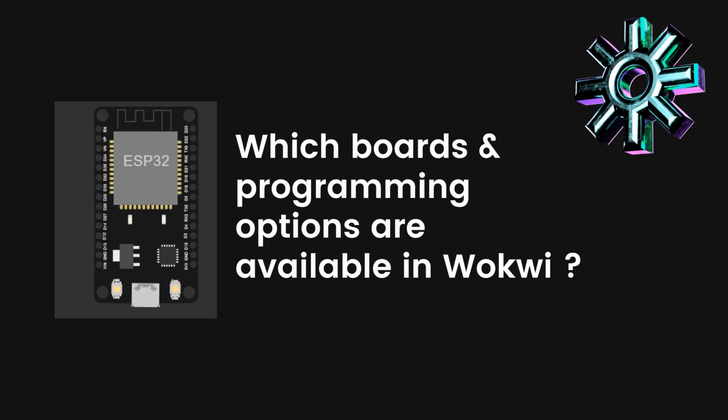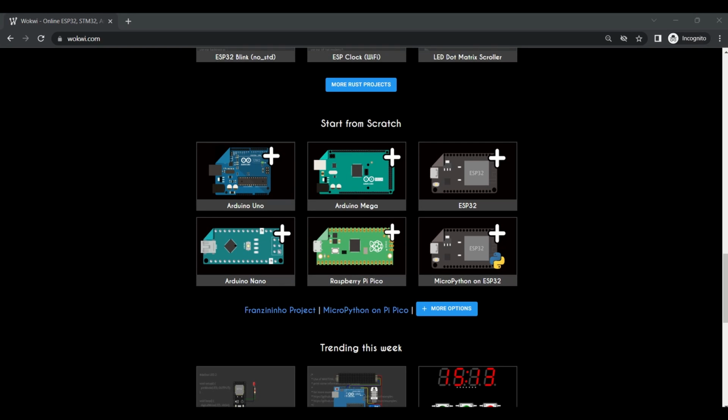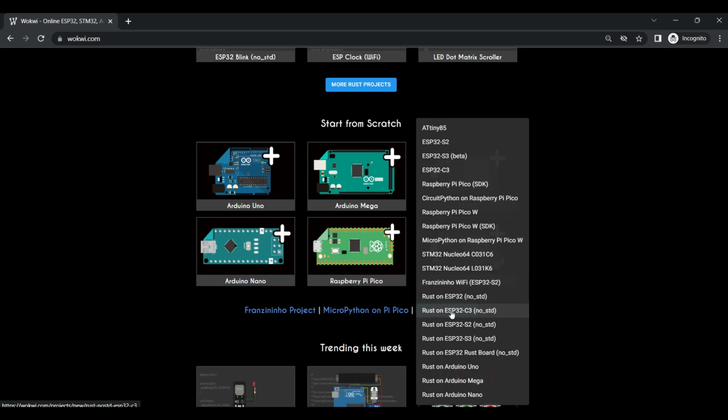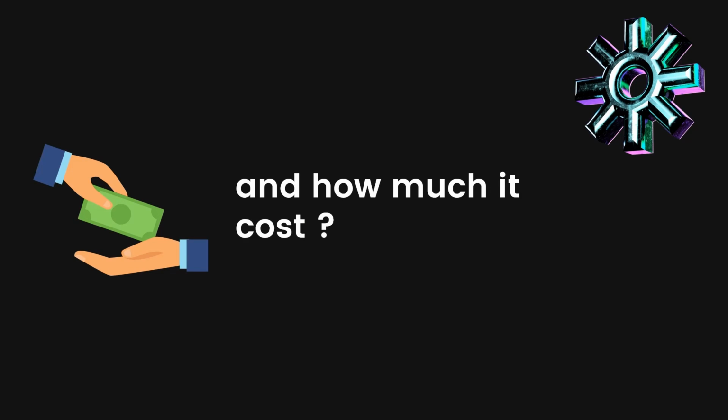Now, let's see which ports and programming options are available in Wokwi. Wokwi has support for Arduino Uno, Arduino Mega, ESP32, Arduino Nano, Raspberry Pi Pico, MicroPython on ESP32, MicroPython on Pi Pico, and the list goes on. Most of the features in Wokwi are free, but some premium features require you to buy a membership, which at the time of recording is $7 per month.